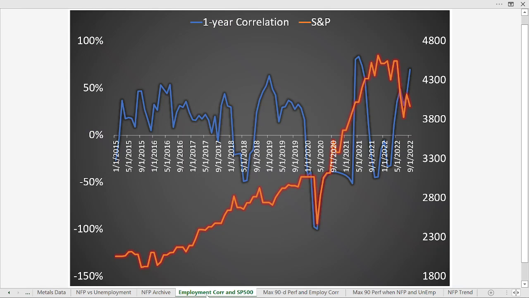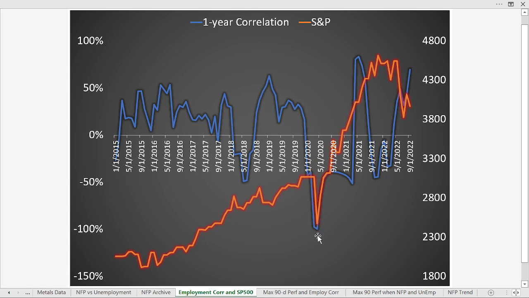Now, taking a look at the data from a longer-term perspective, this goes back to 2015. We have a 1-year correlation, that's the blue line, and the red line is the S&P 500. Now, notice a big turn to the downside. That was in March of 2020. That was a huge market sell-off we saw at that time. At that time, the non-farm payroll number collapsed and unemployment went up very, very sharply. So the correlation, the blue line, went to nearly negative 100%. Not exactly 100, but very close to that. And that makes sense. Non-farm payroll went down very quickly. Unemployment rate went up very quickly.